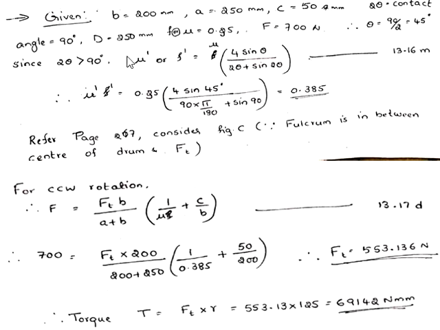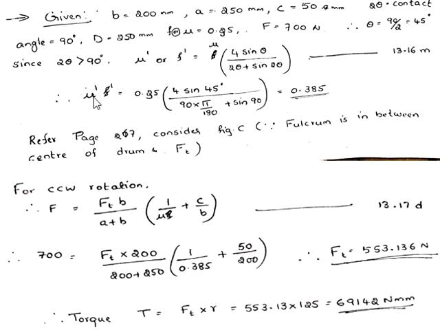The equation is mu dash is equal to mu into 4 sin theta divided by 2 theta plus sin 2 theta. Here mu is given in the question as 0.35. The theta value is 45 degrees. In sin theta, theta should be in degrees, whereas in 2 theta, theta should be in radians. So we can substitute all the values now: 0.35, 90 degrees, and here theta in radians. Substitute all the values and you will get mu dash.